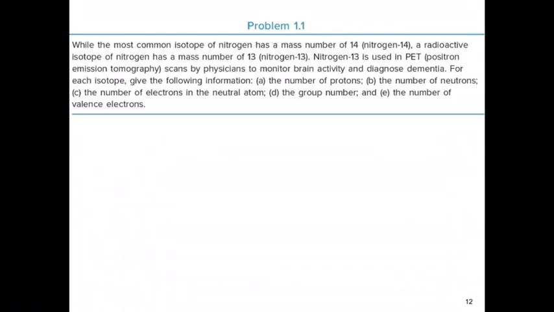All right, so let's look at A, B, and C first. Number of protons, electrons, and neutrons for each isotope. So we have nitrogen-13 and nitrogen-14 here.